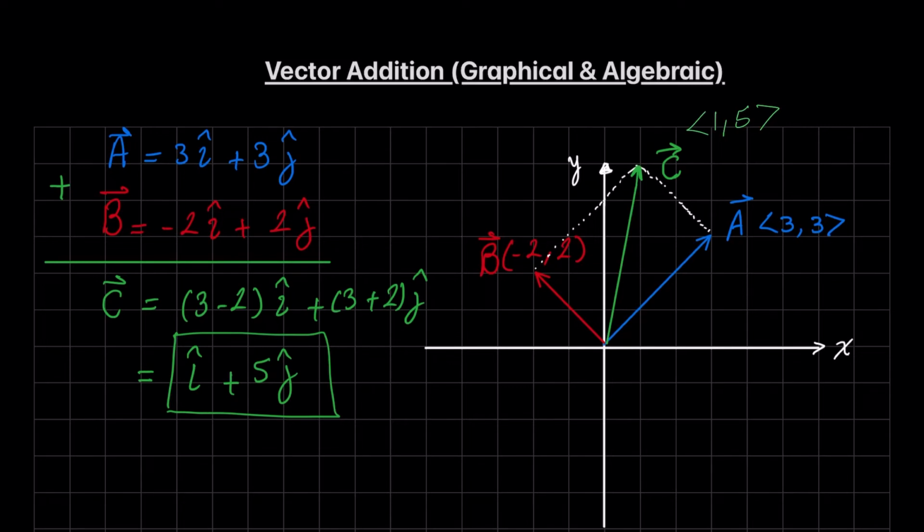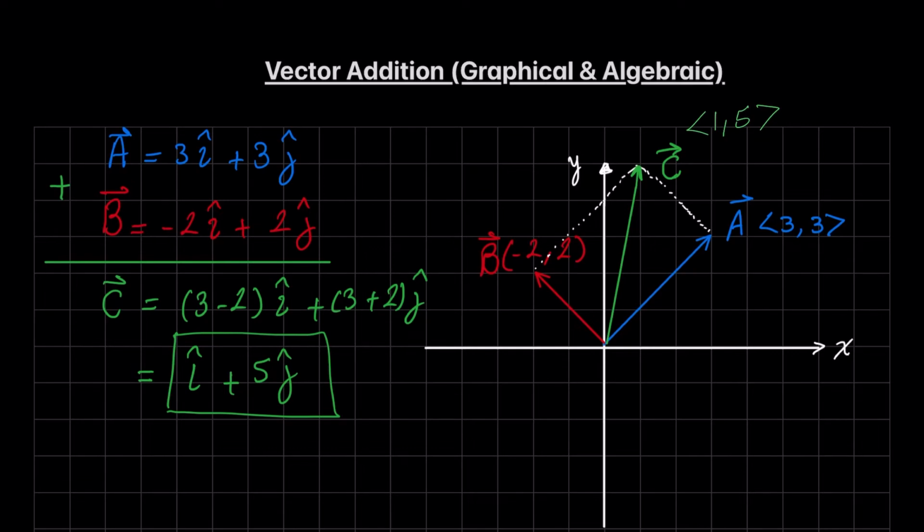And as you can see in the figure, in the coordinate system, I've shown you vector A and vector B, and I've used the parallelogram technique to add them. And as you can see, the resultant vector, vector C, is at (1, 5). So this is how we can add vectors algebraically, by simply adding the like components, adding the i hat components together and adding the j hat components together.